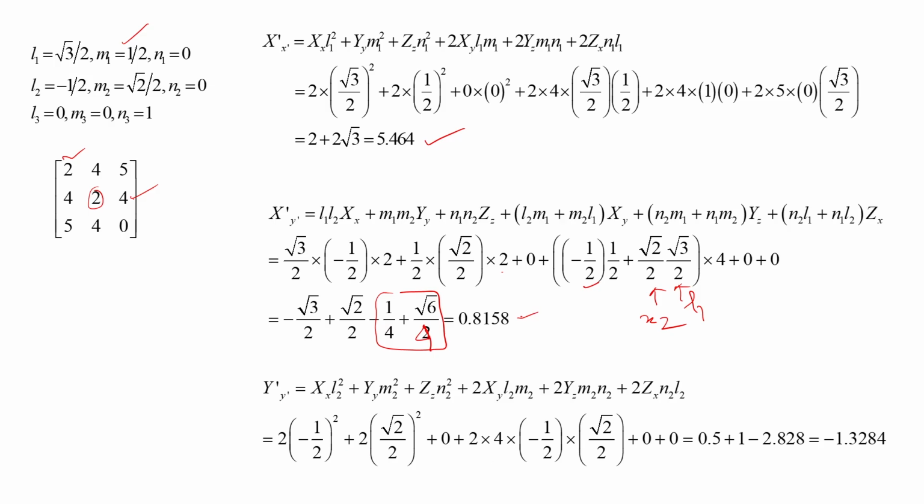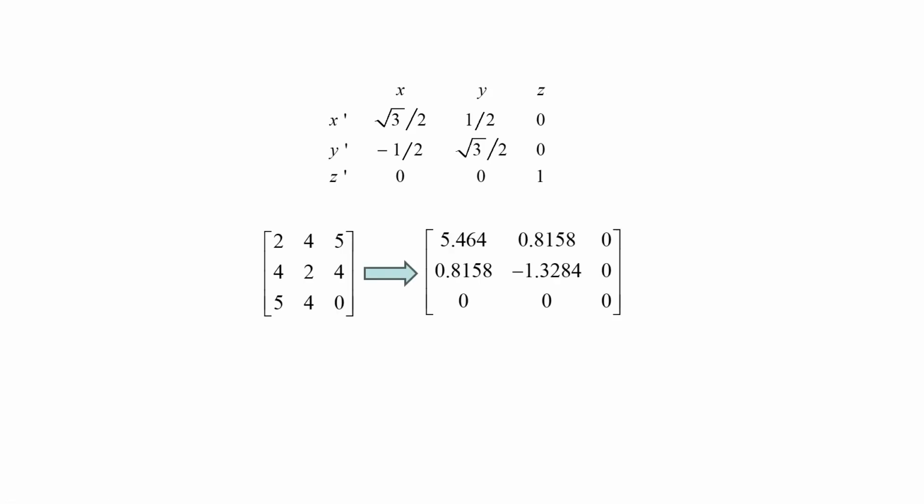So, it will come out to be xx L2 square. So, L2 is minus half whole square plus M2 square is root 2 by 2 whole square, and here it is 2 into xy. So, xy is 4 here and L2 is minus half and M2 is root 2 by 2 like that. So, again one can calculate it and get something like this. So, this is the way one can do this coordinate transformation using the direction cosines, and this stress tensor can get transferred into something like this.